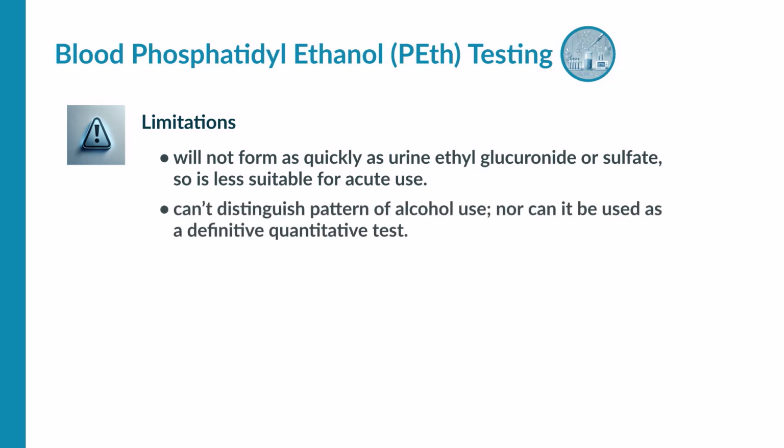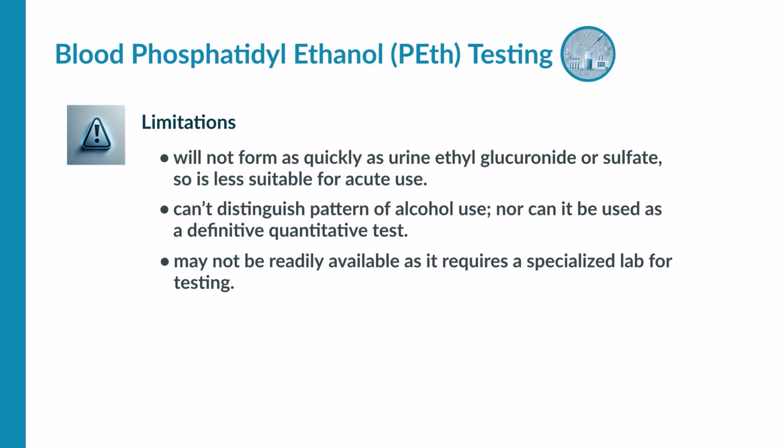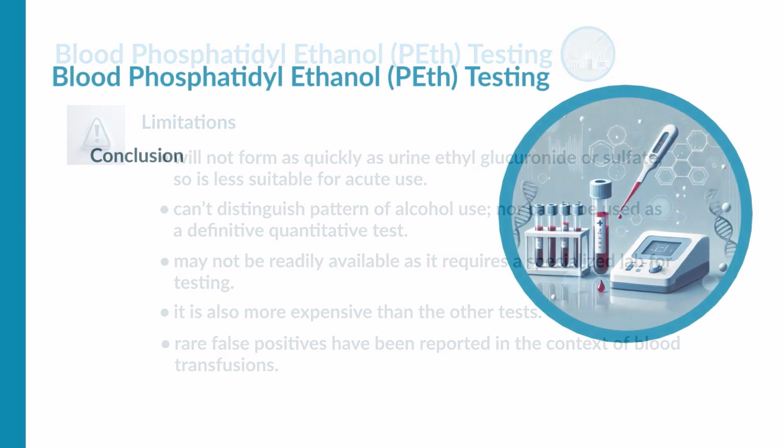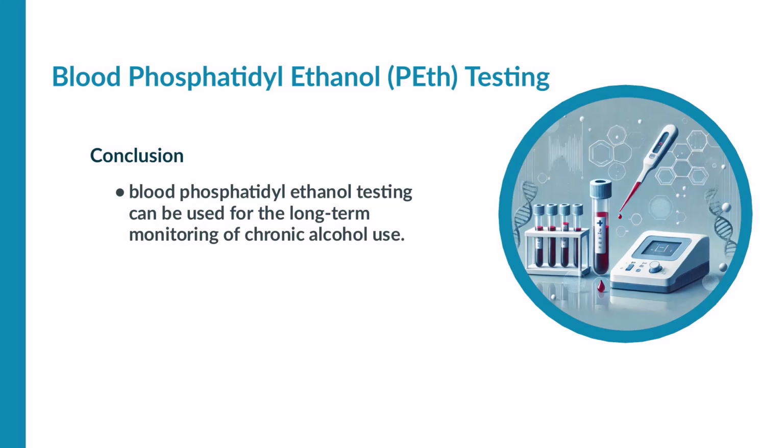Also, it can't distinguish pattern of alcohol use, nor can it be used as a definitive quantitative test. Also, it may not be readily available as it requires a specialized lab for testing and understandably can also be more expensive than the other tests we've discussed. Lastly, rare false positives can occur in the context of blood transfusions. In summary, blood phosphatidyl ethanol testing can be used for the long-term monitoring of chronic alcohol use.